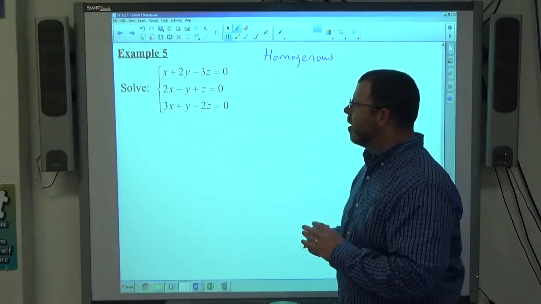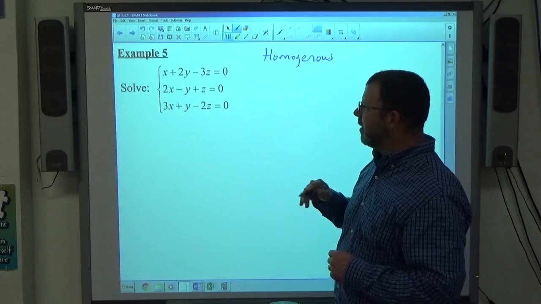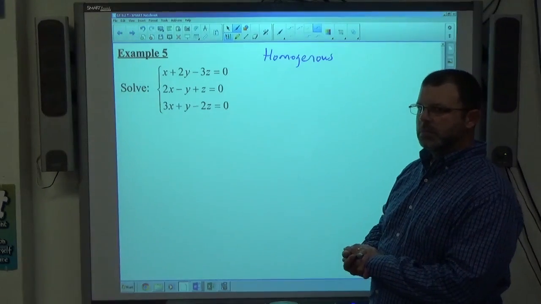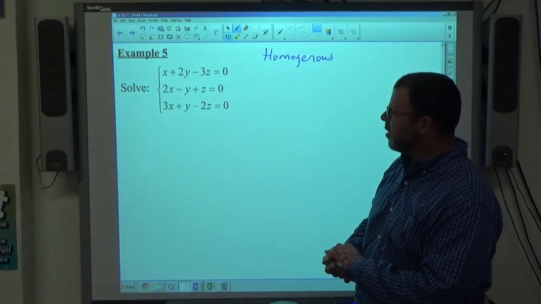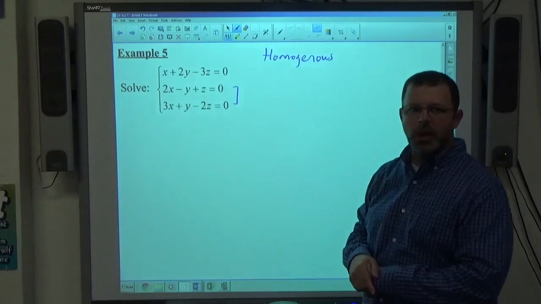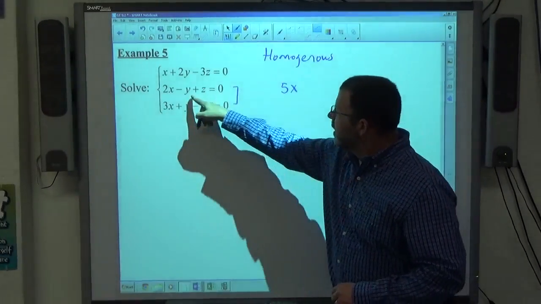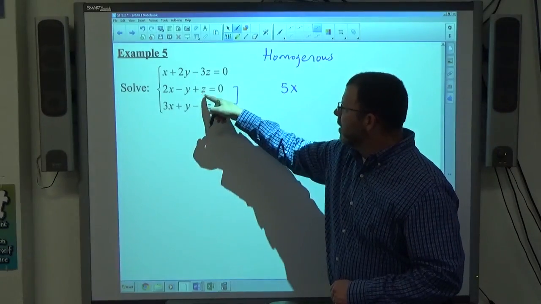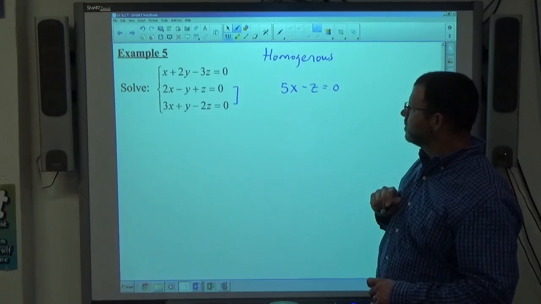Alright? With that in mind, I want to eliminate a variable like usual. I want to get rid of y, z, or x, it doesn't matter which one. To me it looks like y is pretty easy. In the bottom two equations, the y's cancel right off the bat. So 2x plus 3x is 5x. Negative y plus y cancels. Z minus 2z is negative z equals 0.